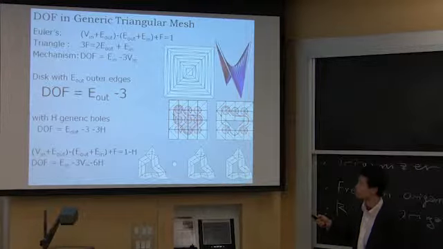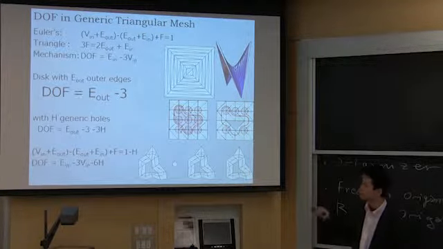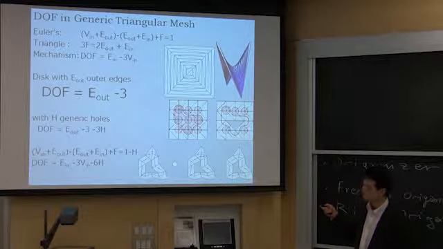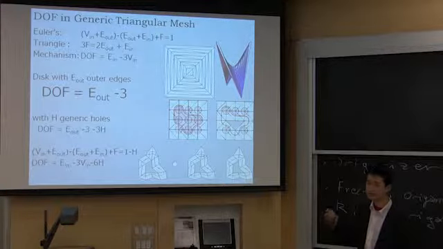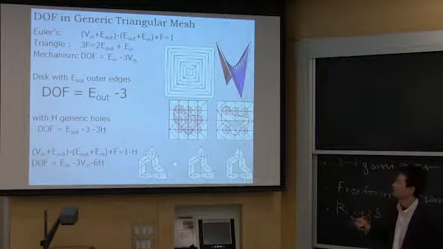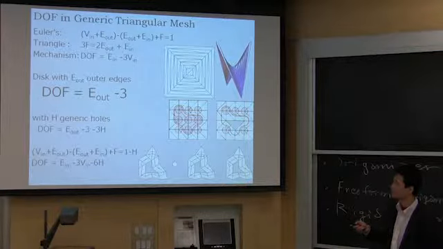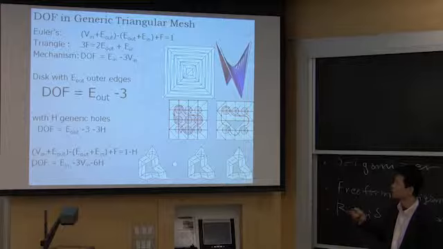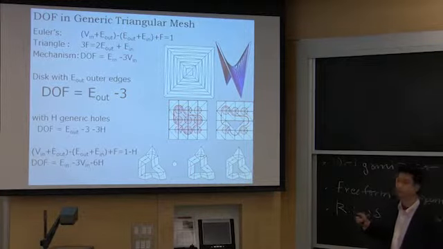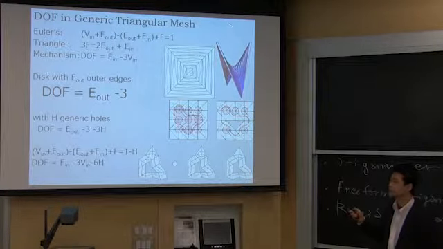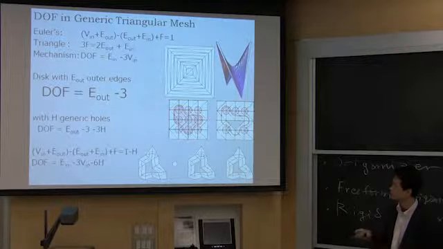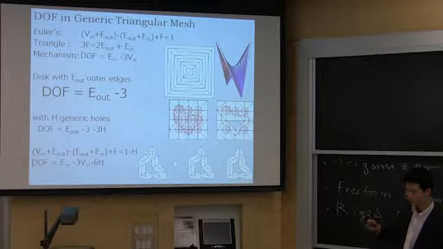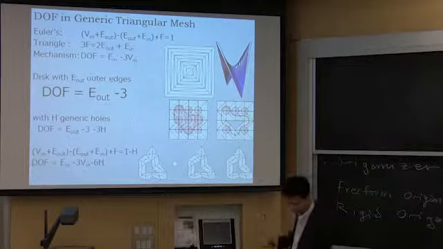And from Euler's polyhedral formula, we can say that any triangular mesh, well, not any, a generic triangular mesh, produces a degree of freedom equal to the number of edges on the boundary minus 3. So, for example, in this hyper triangular model, this gives 1 degree of freedom because the boundary edges are 4.